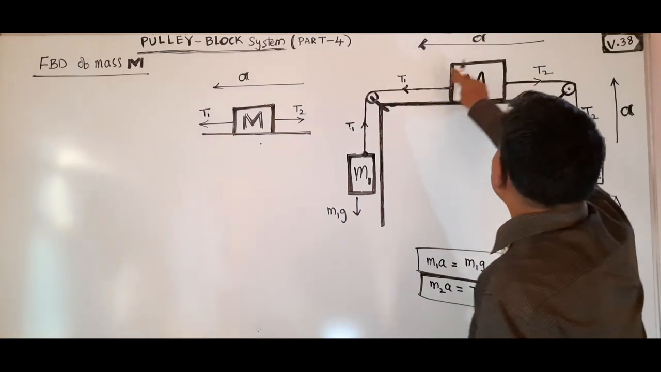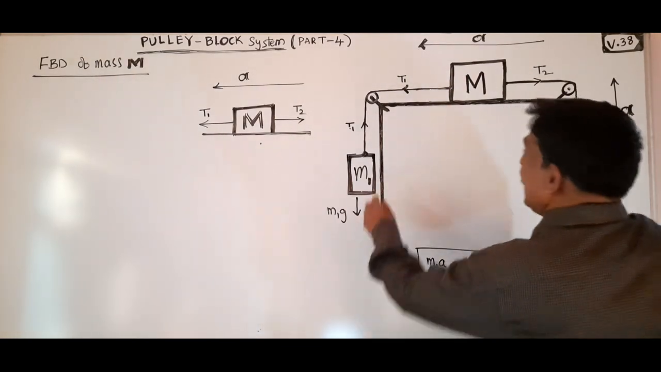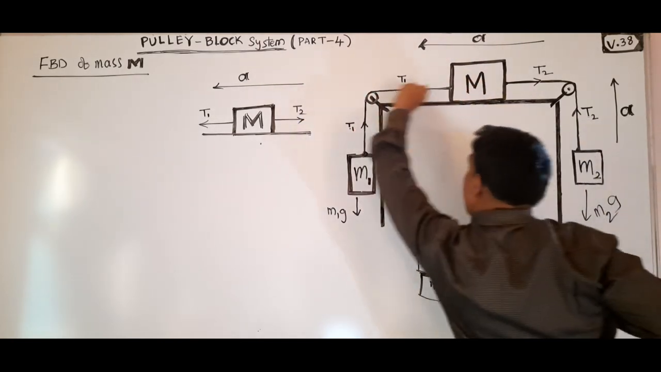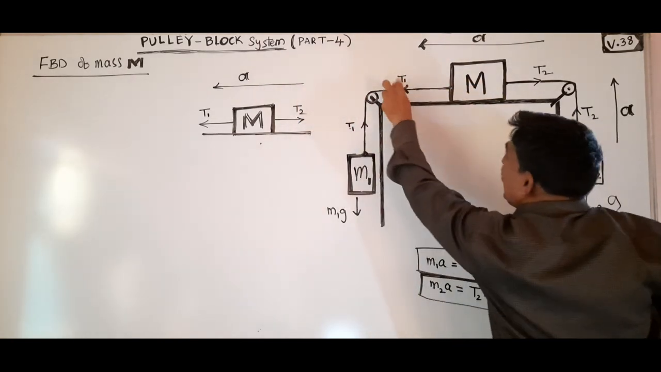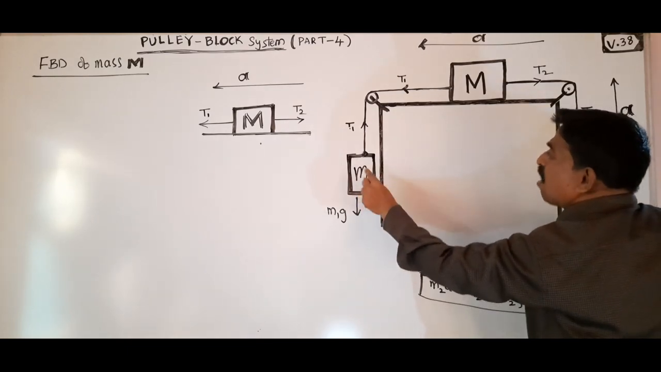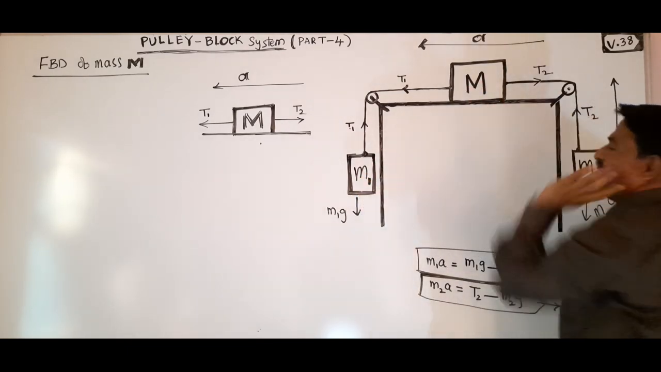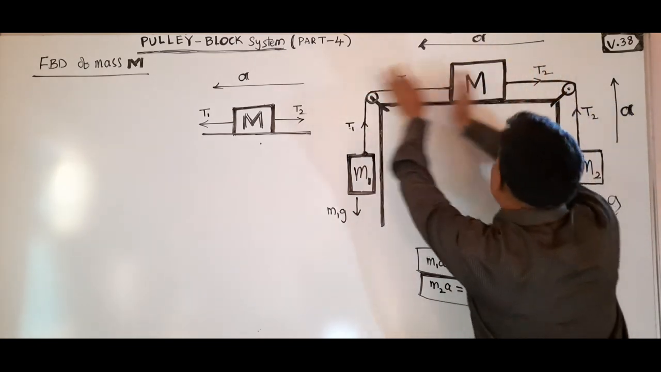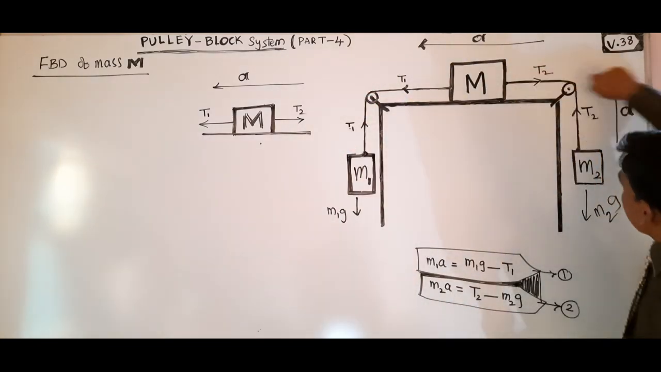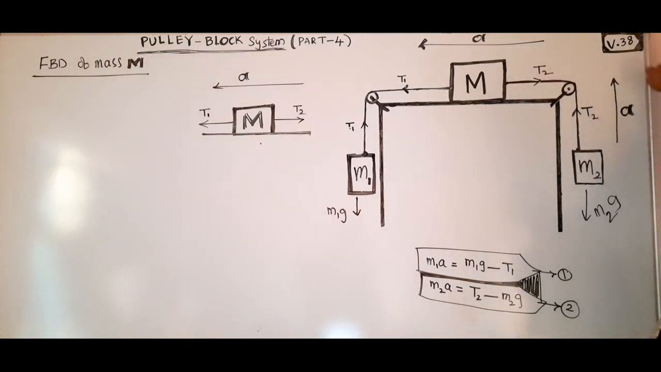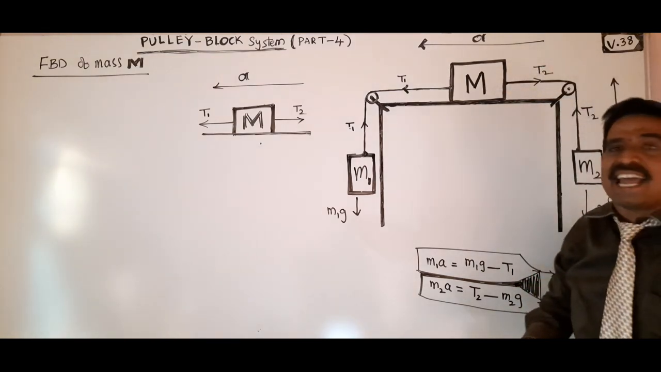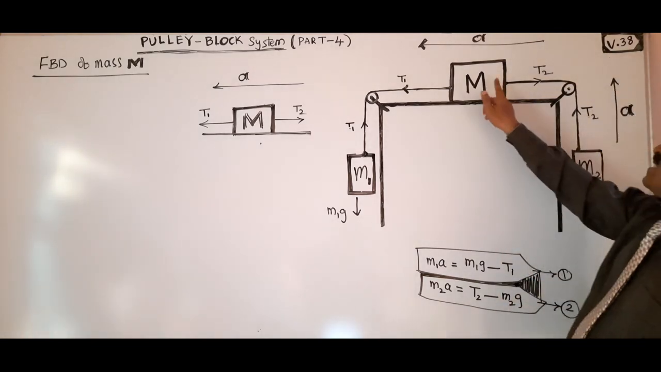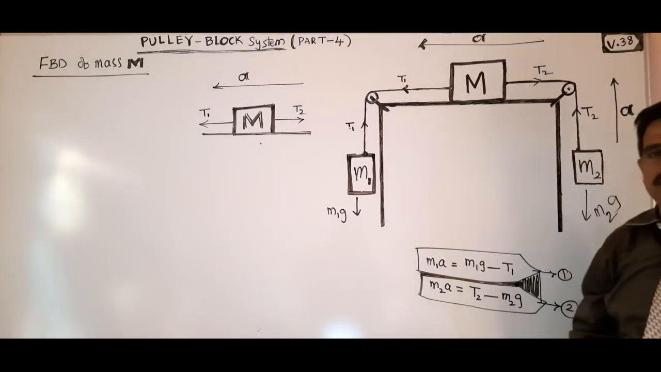Now, on this block, the rope is pulling left side. This pulling force we are calling a tension. T1 is the tension between the blocks of masses M1 and capital M. When the block is moving left side, this rope is pulling right side. This pulling force we are calling a tension. T2 is the tension between the blocks of masses capital M and M2.